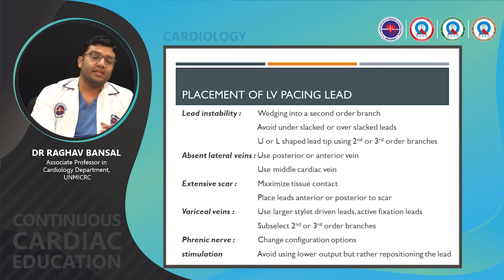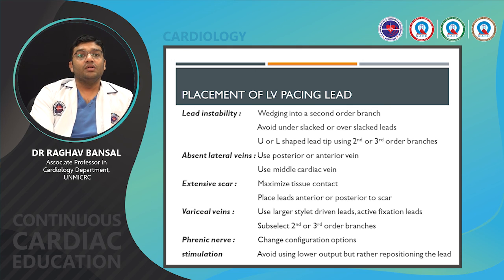If there is extensive scarring, then try to use a quadripolar lead and maximize tissue contact by placing into small branches, and place leads anterior or posterior to scar. Try to have a look at the echocardiogram, try to localize where your scar is. You can also have an LV angiogram to see what is the akinetic area in the RAO and the LAO views.